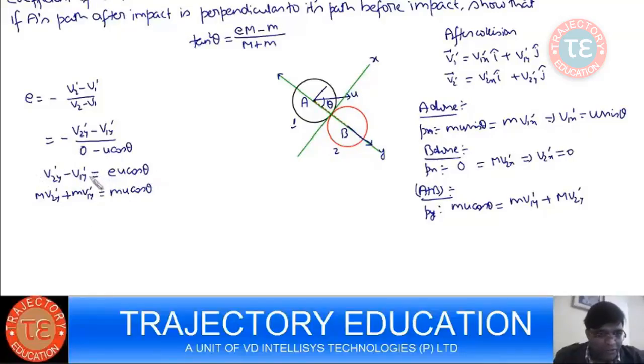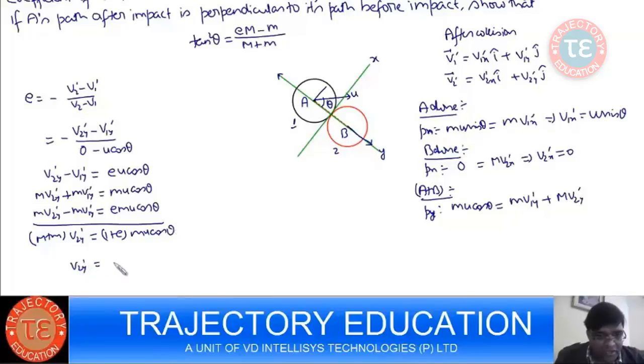So what I can do is multiply this equation with small m. That will become m V2y' minus m V1y', and this becomes e m u cos theta. Now I can add these two equations and I'll get (M plus m) V2y' is (1 plus e) M m u cos theta. So V2y' is (1 plus e) M u cos theta over (M plus small m), right?